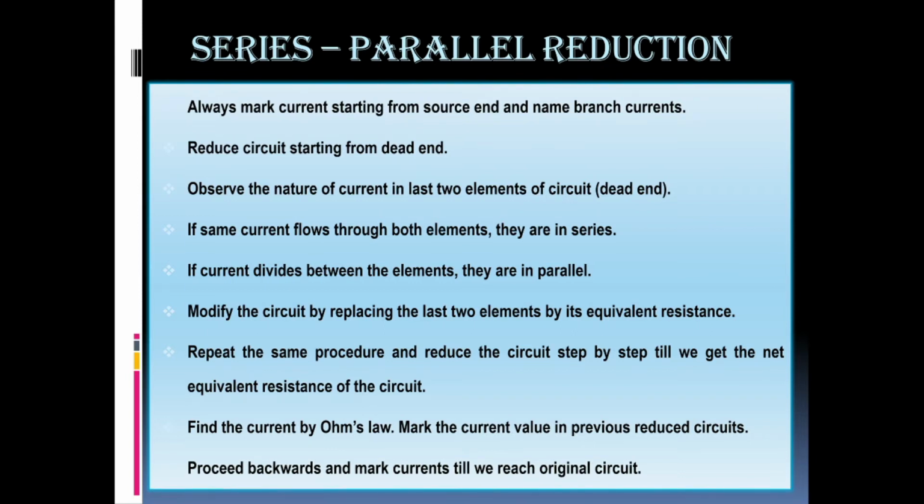First, from the dead end, you have to see if the last two resistances are in parallel or series, by finding whether the same current flows through both the elements or the current divides between the elements. Then you find the equivalent resistance and replace those two resistances with the equivalent resistance. Then you have to repeat the same step until the last equivalent resistance, and there's only one resistance.